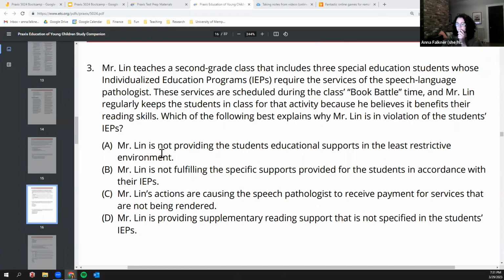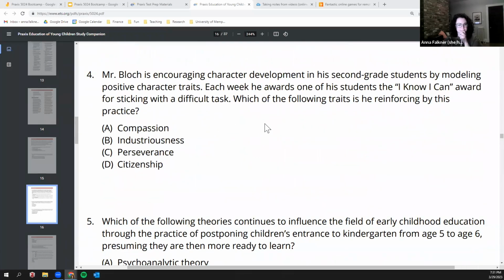All right, round 4. Mr. Block is encouraging character development in his second grade students by modeling positive character traits. Each week, he awards one of his students the I Know I Can award for sticking with a difficult task. Which of the following traits is he reinforcing by this practice? Compassion, industriousness, perseverance, or citizenship?